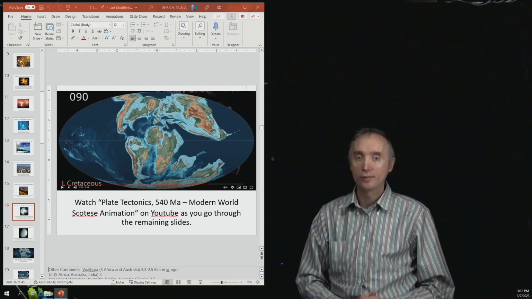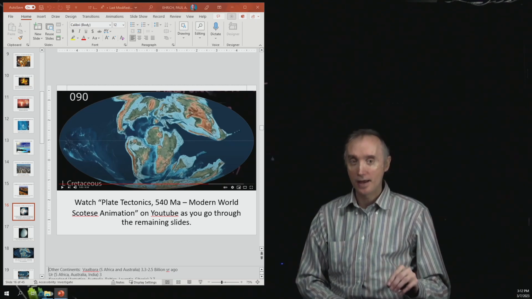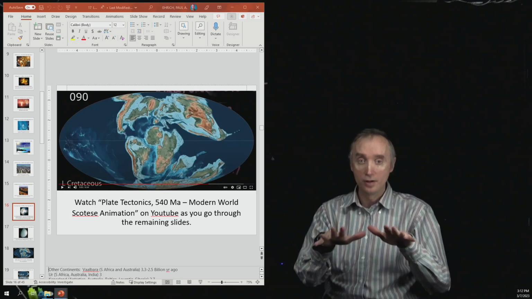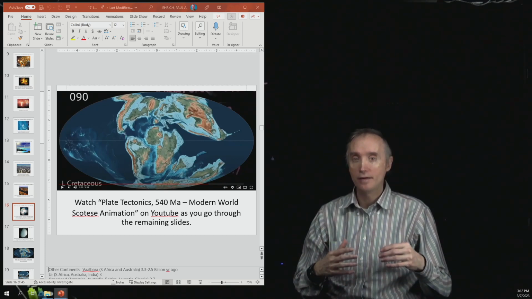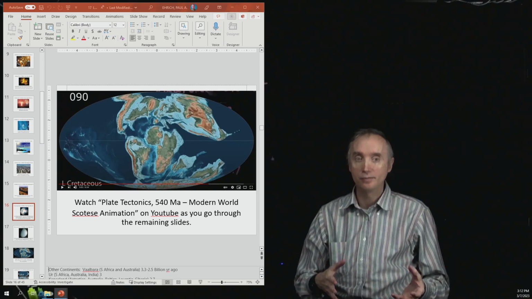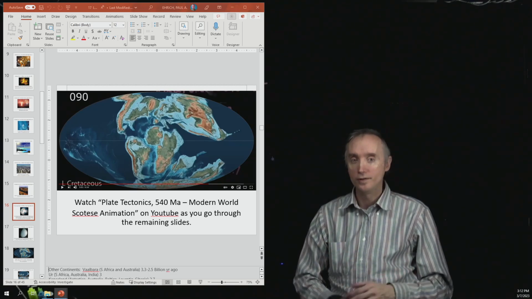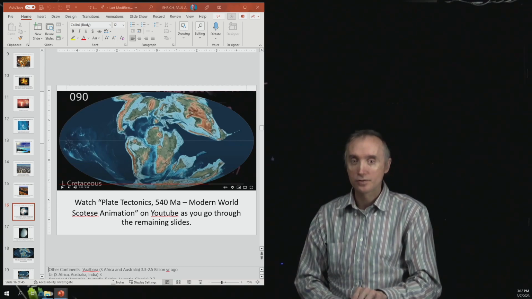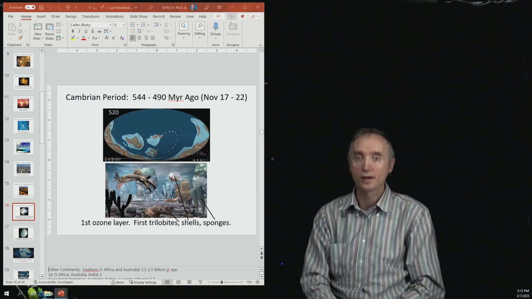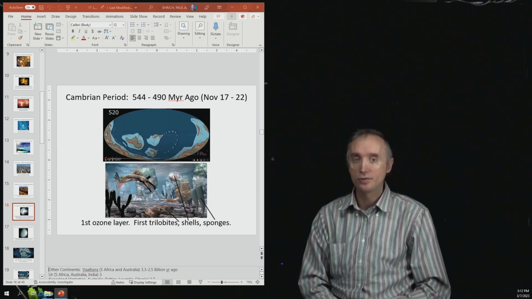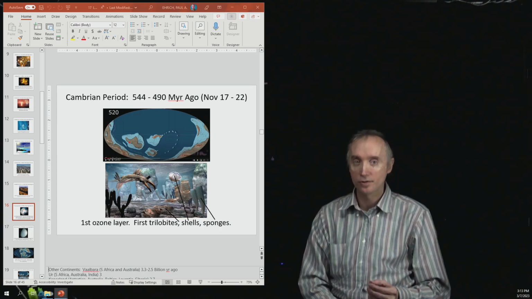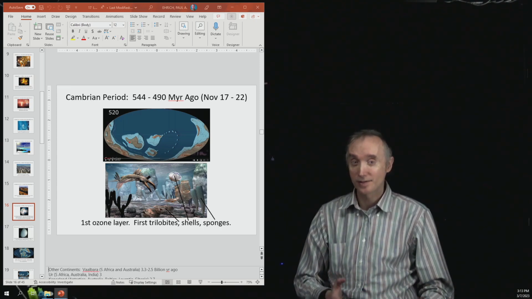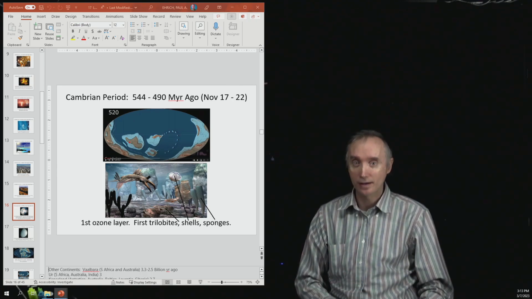Okay, and then what I'm going to have you do is play the animation, which is going to show all the continents moving around, and then I'm going to have you pause it at certain key times, and then we're going to examine what the Earth looked like at that time period. So let's start off with the Cambrian period, which is between 544 and 490 million years ago. And on our cosmic calendar, this corresponds to between November the 17th and the 22nd.